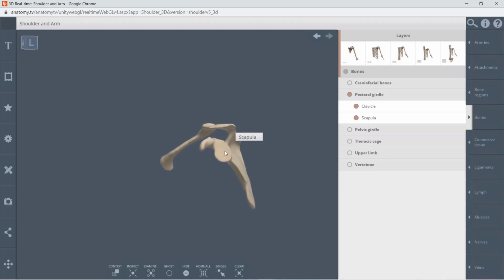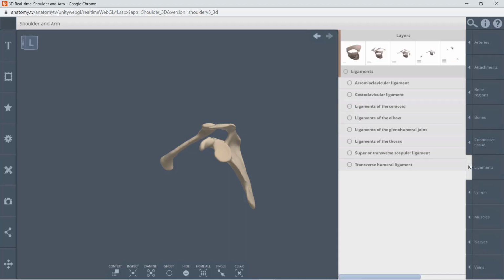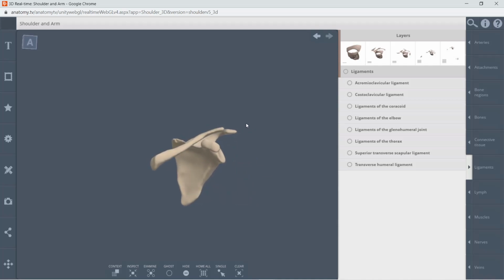There's something called a glenoid labrum. We'll talk about it maybe later, but the glenoid labrum is a little bit of fibrous connective tissue that is involved in deepening the glenoid cavity to increase stability. We'll discuss that when we do the ligaments.